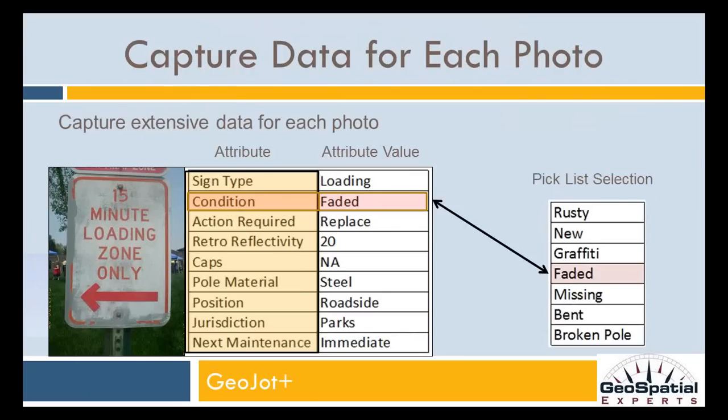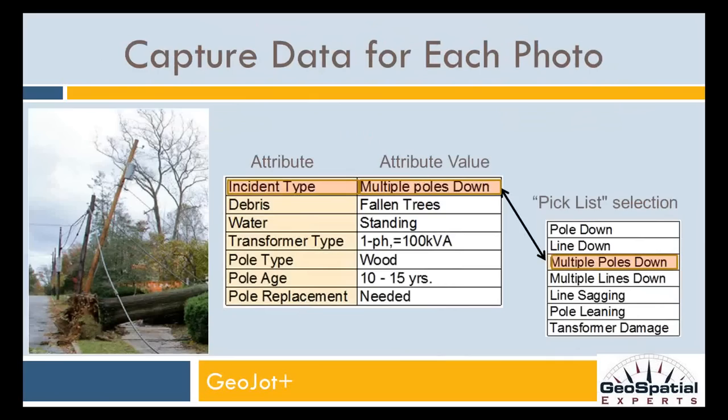We'll notice that as far as the condition faded, that's been selected from the pick list that we've created using the GeoJot Plus forms editor. We could have also selected other values such as broken pole or bent. Those project-specific data collection forms are simple to create using the GeoJot Plus forms editor.